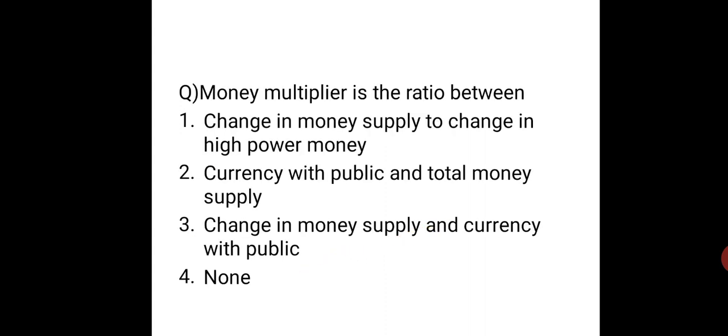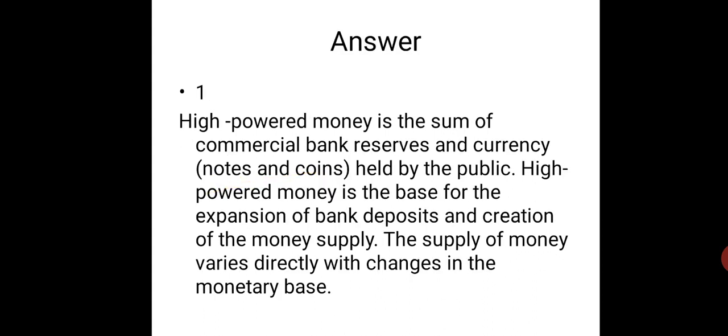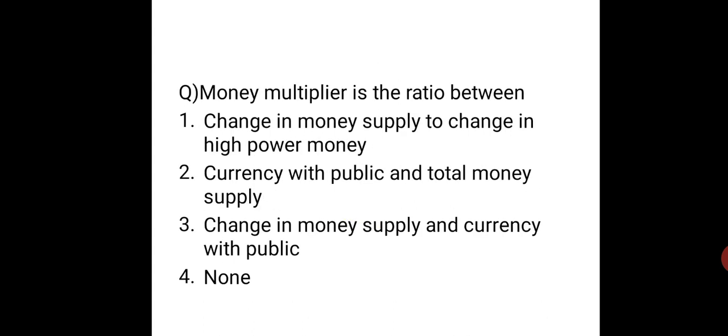Next, money multiplier is a ratio between what? Changes in money supply to changes in high power money, currency with public and total money supply, changes in money supply and currency with public, or none of the above. So money multiplier is a ratio between money supply and high power money. Now what is high power money? High power money is basically the monetary base, which includes all the bank reserves, currency, notes and coin, everything held by the public. It's a base for expansion of bank deposits and creation of money supply. So these two are what creates the money multiplier. So the option has to be 1.